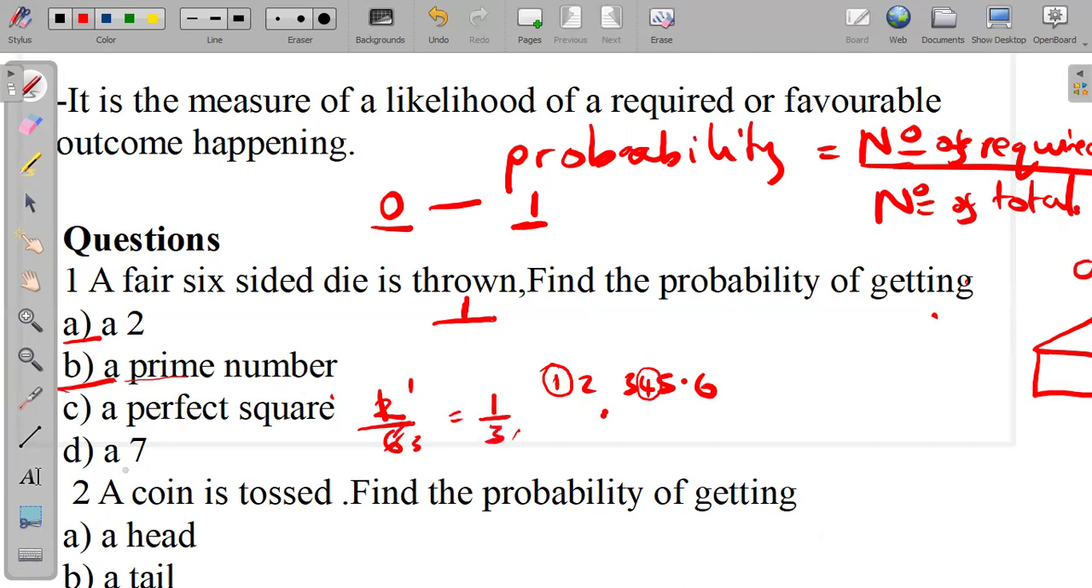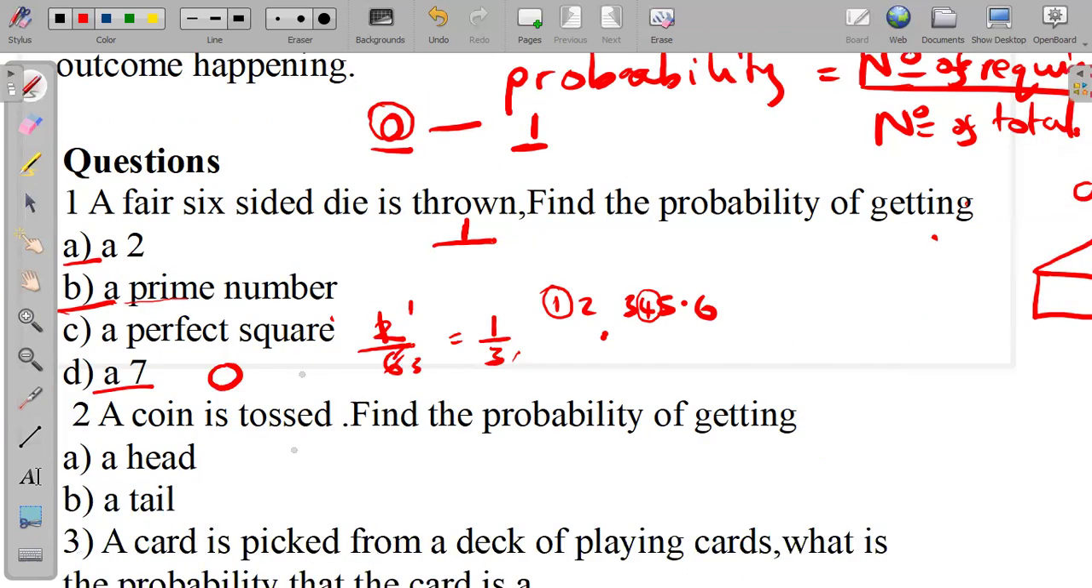Then what about the probability of getting a 7? Do we have a 7 among the numbers from 1 to 6? We don't. So what does that mean? That's the example we were giving, saying when is the probability 0? When the required outcome is inexistent, when it is not there, like right now, we don't have a 7 among the numbers between 1 and 6. So it's 0. That's the probability.